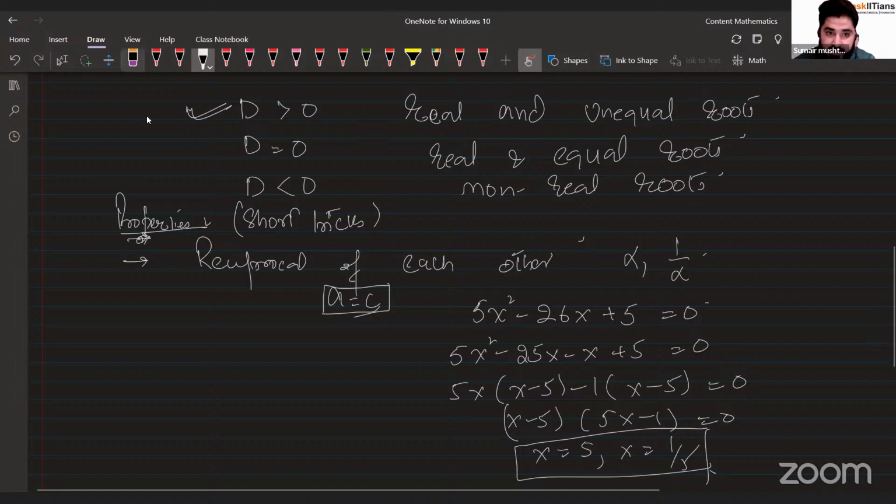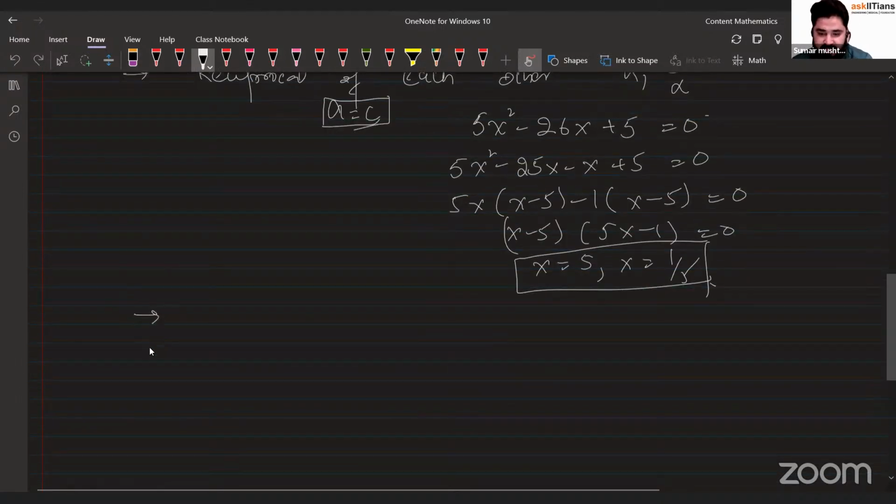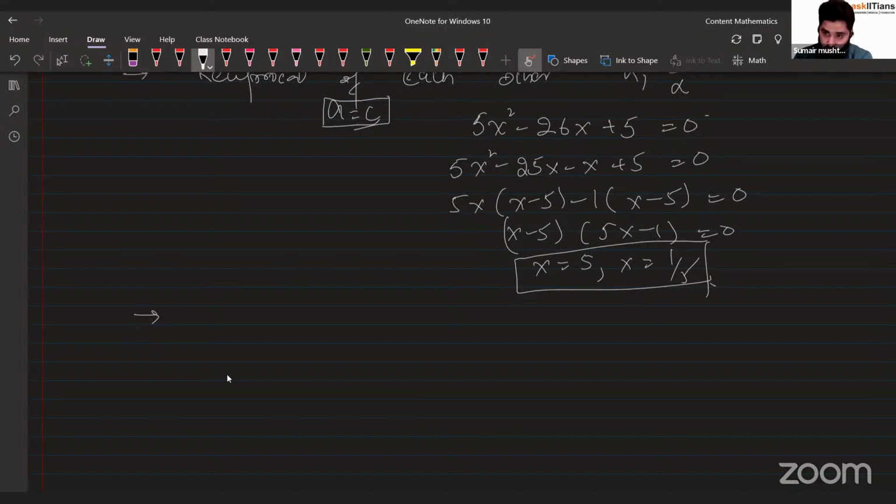Fine. Now I can go for the next condition. What can be the next condition? See, just looking at the quadratic equation, we can tell about the signs of the roots. That's useful for objective questions, when a one-marker MCQ type of question comes in an exam, you can do it easily just by looking at the equation. See, I can say both roots are positive.